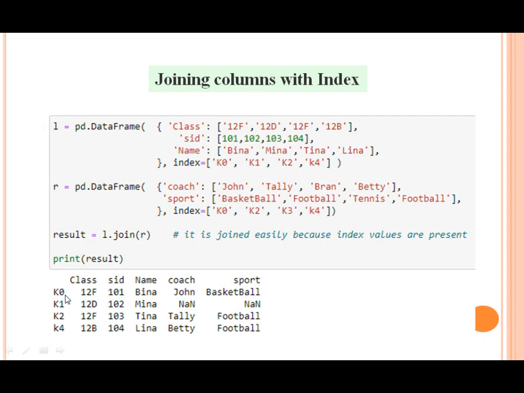The output is this: K0, K1, K2, K4. K3 is not present because K3 is not present in my L. L means left data frame. So accordingly it is giving me the answer. Clear? Just see both the index.